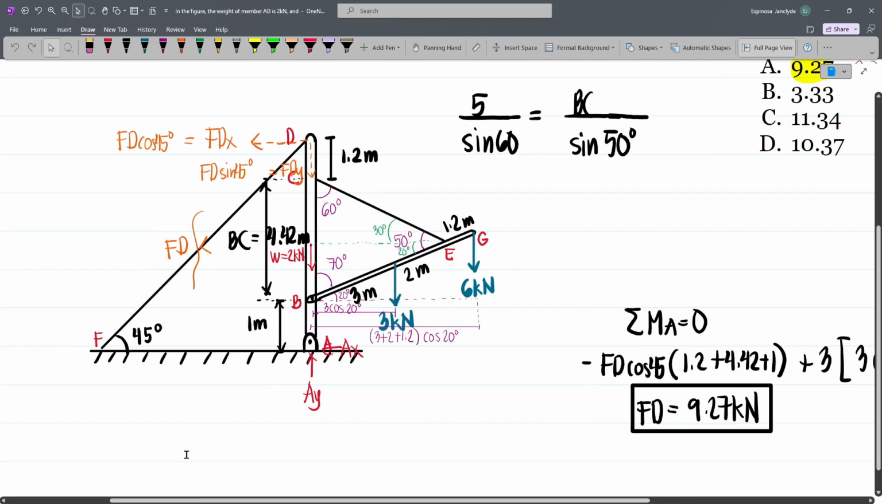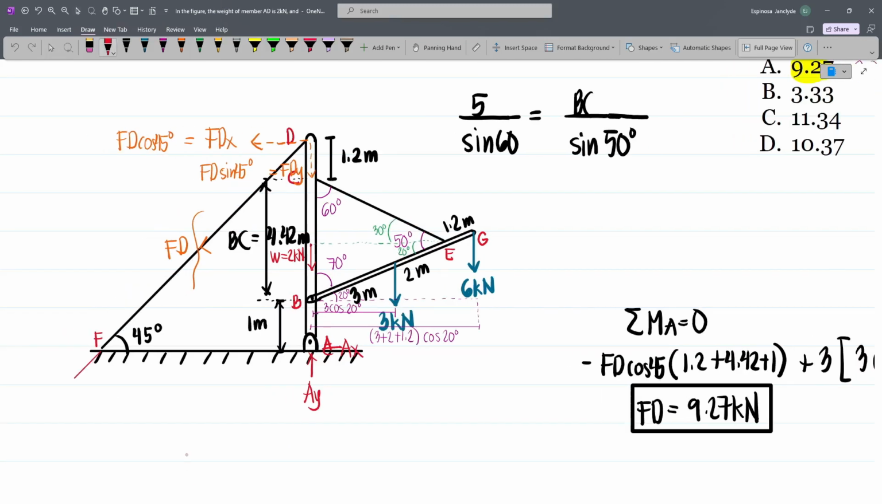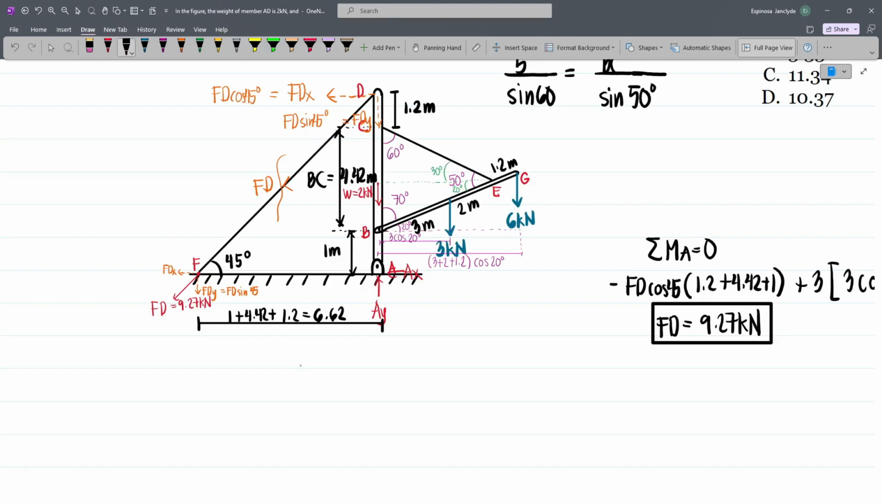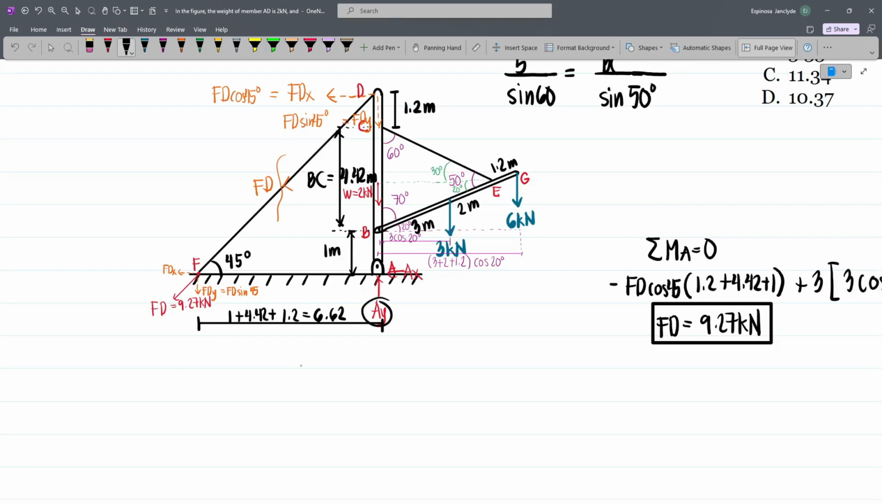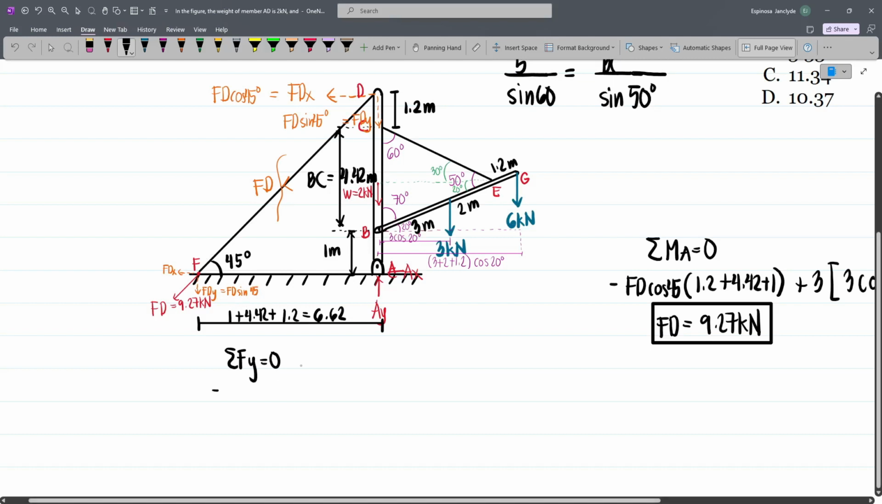Now, we can actually just write our reactions dito. Now, diba, this is FD. Ito lang yung tension ng cable. And then this is 9.27. Now, if you look at this externally, then diba, masosolve na natin yung AY saka AX. And so summation of forces along Y, meron tayong minus FD sine 45, and then minus 2, minus 3, minus 6, and then plus AY. And then equal yan to 0.